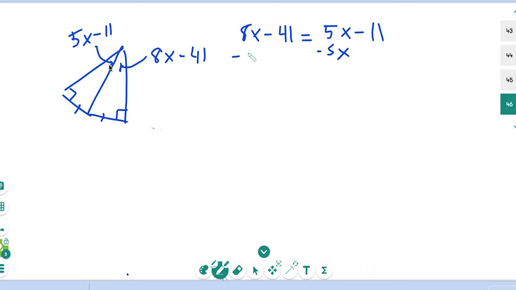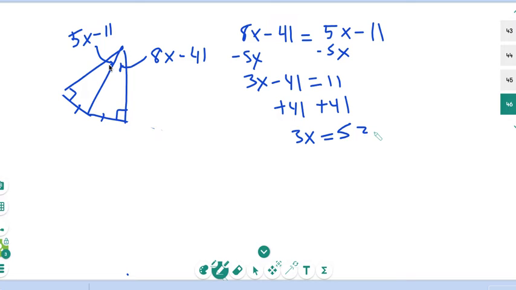Zero pair out the 5x. 3x minus 41 is equal to negative 11. Zero pair out the 41. Sorry, this is negative 11, which is going to change this to positive 30. So 3x is equal to 30. Divide by 3, divide by 3, x is equal to 10.